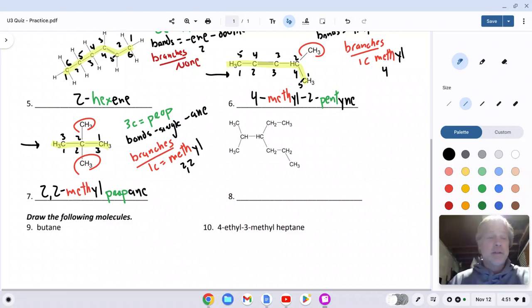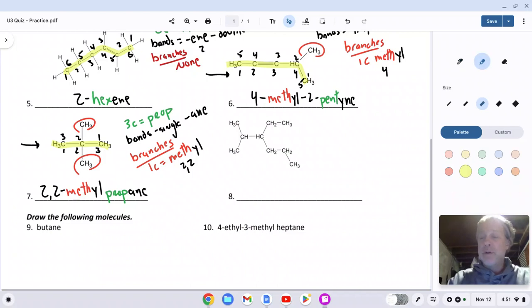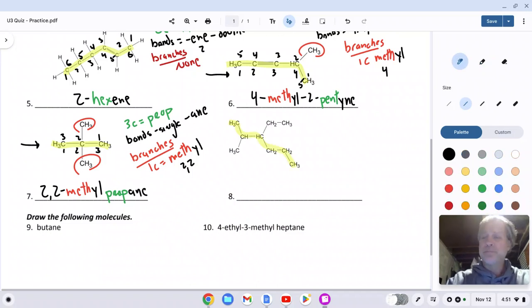Okay, so that's number 7. Number 8, we're going to identify the longest continuous chain here. And I found it to be this, just the way that I drew it or figured it out. It's 1, 2, 3, 4, 5, 6. So 1, 2, 3, 4, 5, 6. Yep, it's a 6 carbon long chain.